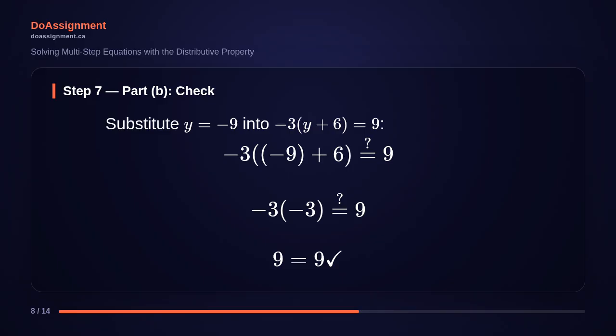Check, replace y with negative 9. Inside the parentheses, negative 9 plus 6 is negative 3. Then negative 3 times negative 3 is positive 9. That matches the right side, so y equals negative 9 is correct.